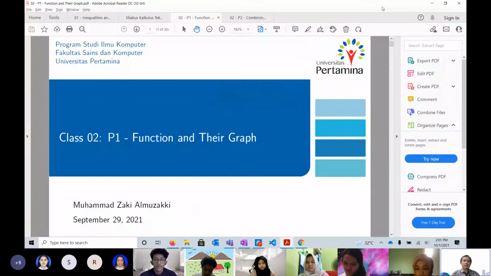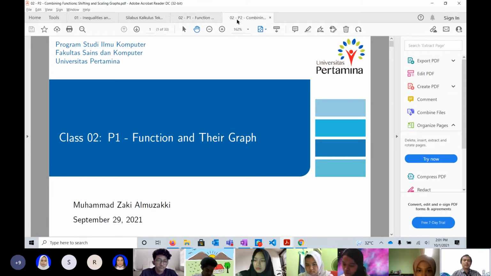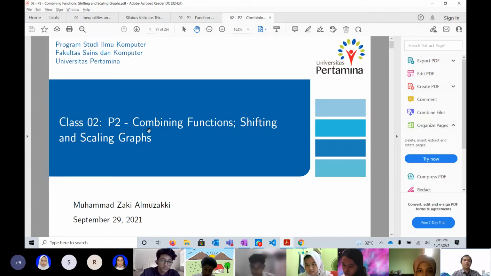Now we are learning about functions and their graphs. This is the first part. For the first hour, we will learn about functions and their graphs. And then for the second hour, we will learn about combining functions, shifting, and scaling the graphs.